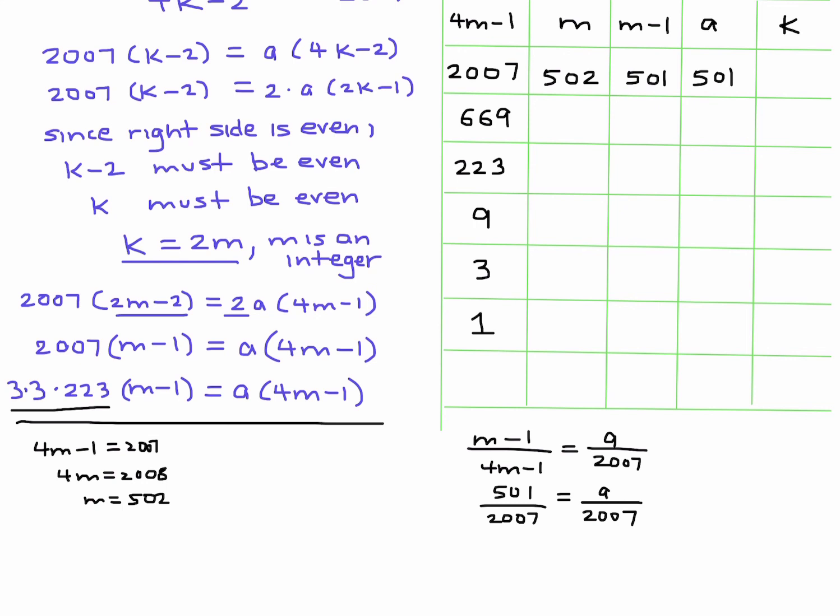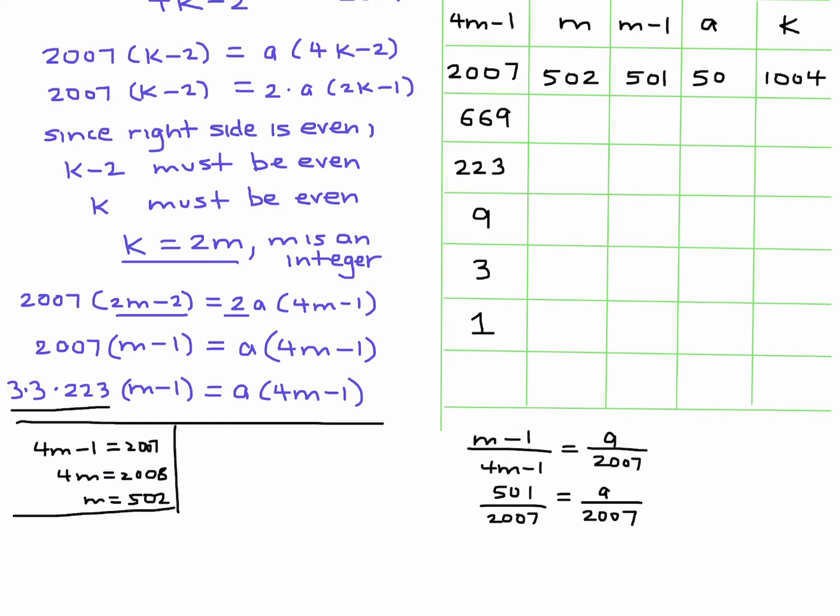Well, we have to figure out k. K is equal to 2m. So that means k is 1004. All right, great. We got one value for k. Let's keep going here. We got a little bit more work to do.